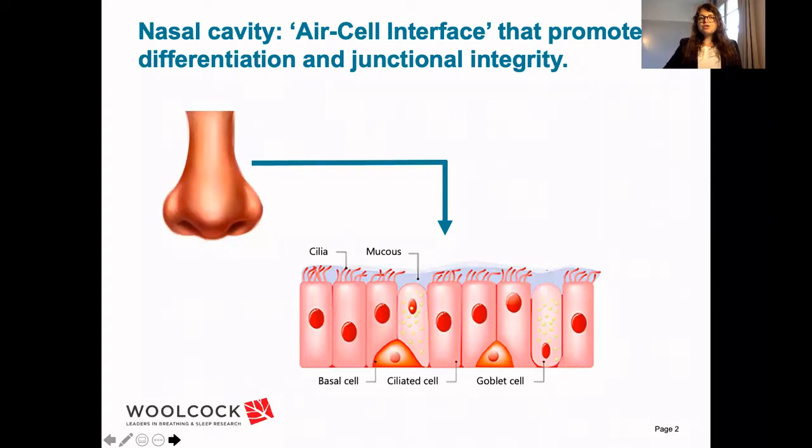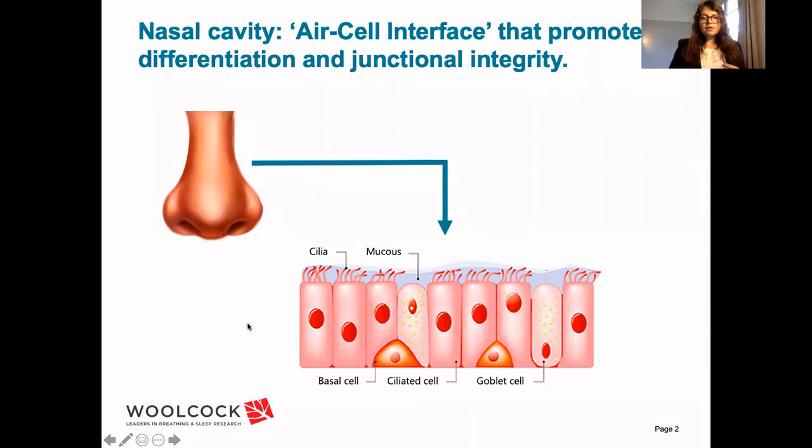So the tissue that we chose to work on was the nasal cavity, because the nasal cavity has this really interesting feature known as the air-cell interface. What I mean by that is when you inhale through your nasal passages, the air will flow over and pass over those cells, like exposed cells, for lack of a better word. This is a really interesting phenomenon, and it helps promote the differentiation of the epithelial cells, but also helps promote and establish the integrity of that epithelial layer.